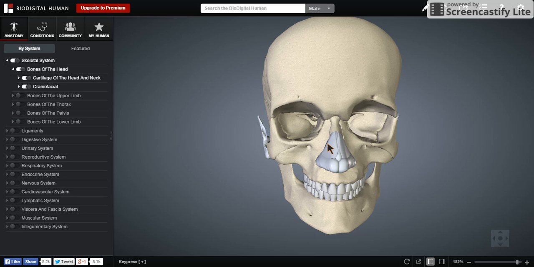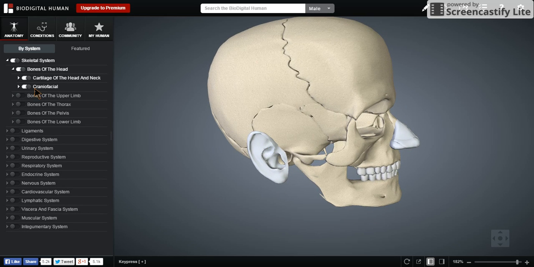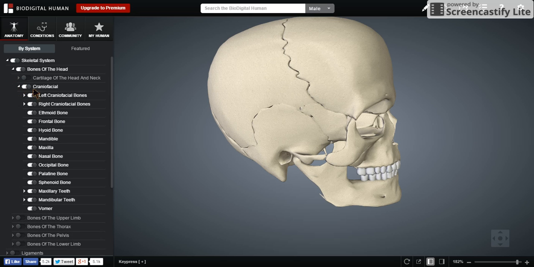So if you look right here, this portion right here, the nose, has a major portion of cartilage, the nasal cartilage, and then laterally we have ear cartilage as well. So I'm going to take all the cartilage out, and I just wanted to show you that. In addition to the cartilage, I want to take some major portions of the bones out.